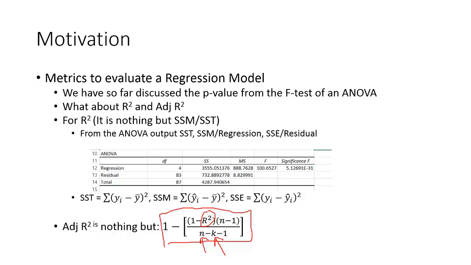So for instance, in our example, I believe we had 88 data points in the Excel example that we were discussing yesterday. Yes, it's 88. I can infer that also from the total degrees of freedom. And k is 4, because we had 4 input variables. So k will be equal to 4.